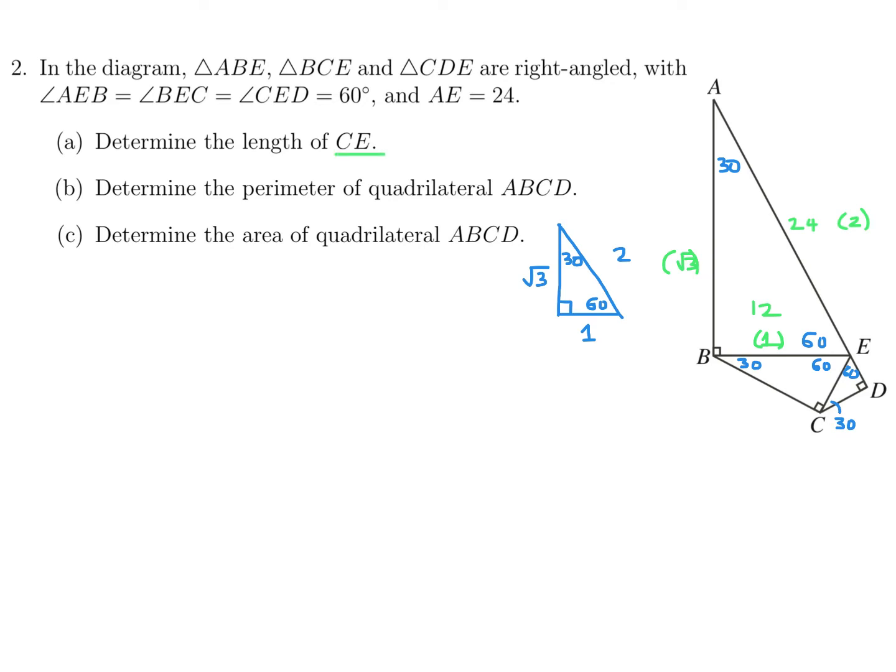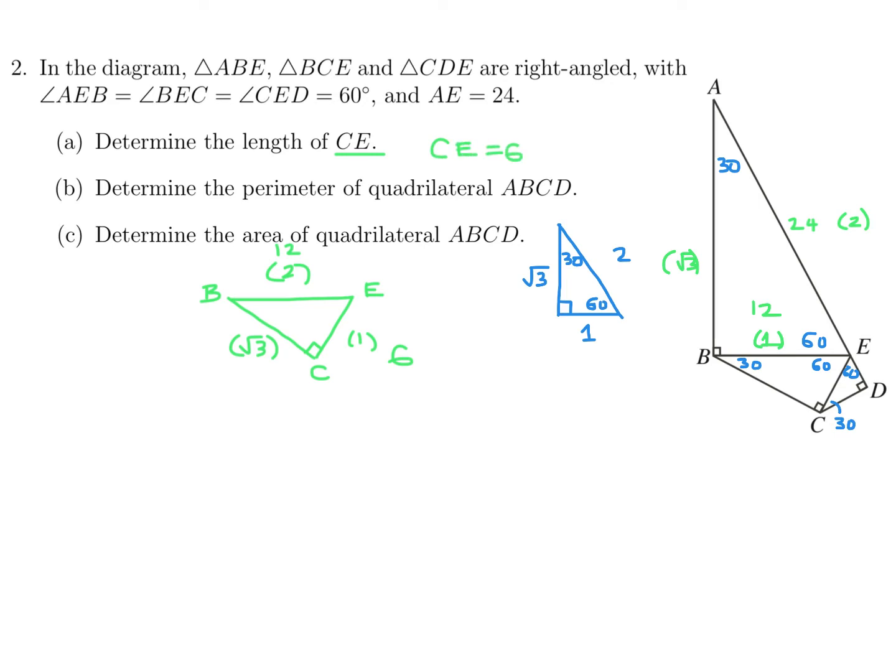So CE, let me just draw this over here so I don't make it confusing. So this is the BEC triangle, and the ratios of this one are 2, 1, and root 3. But we already figured out that BE is 12. So that means CE would be 6. And that's it. So CE is 6.